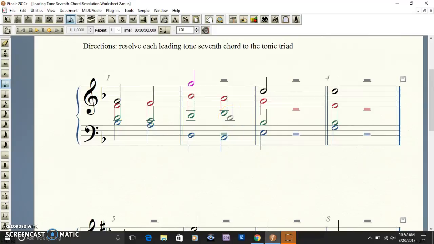Our tonic triad, FAC, C is in the bass, which means it's in second inversion. Therefore, I have to double the fifth of the chord. FAC, I'm going to have to double this C. Now that would mean I would have to have this soprano voice jump all the way down to C here, which, as we talked about in class, is probably not the best thing to do. We're going to want to avoid that.